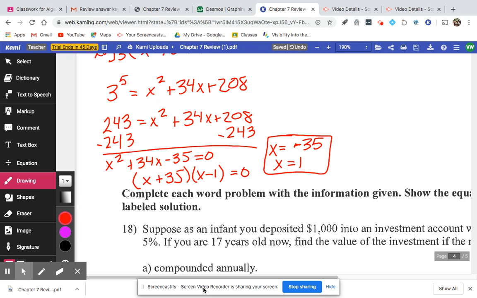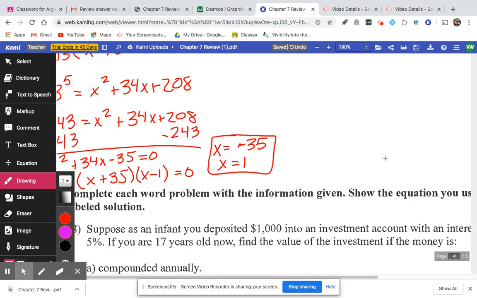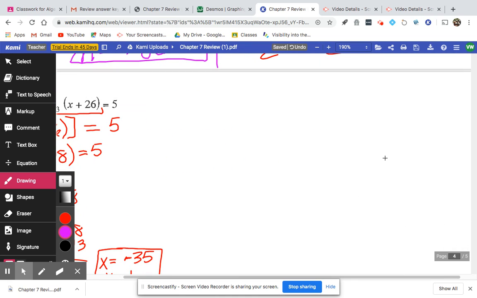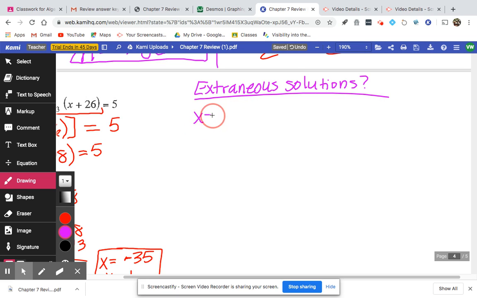Now, like I said, we need to check for extraneous solutions. We need to check both of them. We may find that one of them is extraneous, we may find both of them are extraneous, or we may find none of them are extraneous. So here we check for extraneous solutions. I'm going to put a question mark by it because we don't know if any of them are extraneous yet. I'm going to check x equals 1.